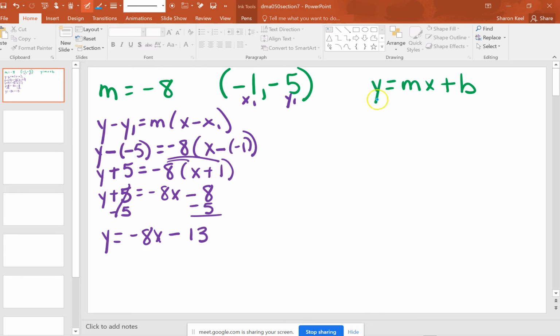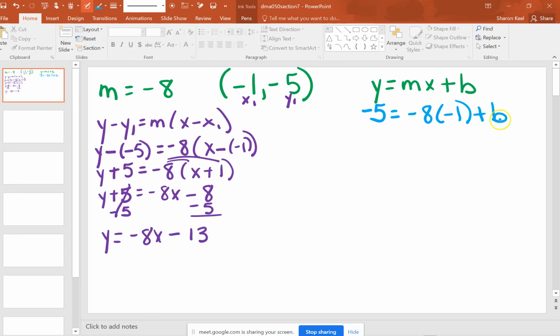The way I would normally use this is I would use this equation. I would use x and y as the points from the equation, and then the m is the -8. So if I'm doing this, I would have -5 equals -8 times -1 plus b. Now already here, I don't have to go into changing minus negatives to plus positives.